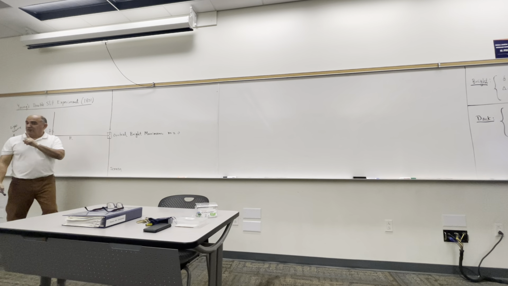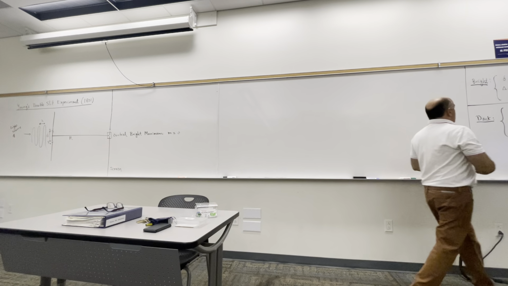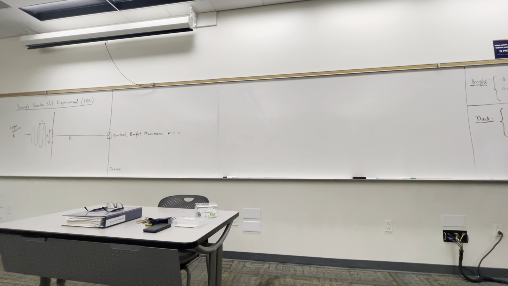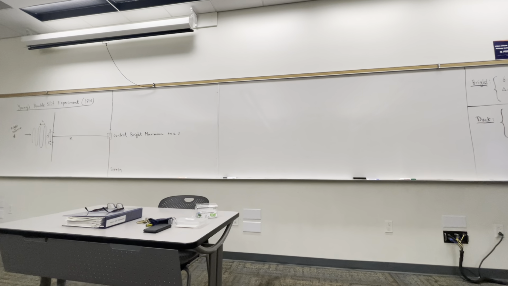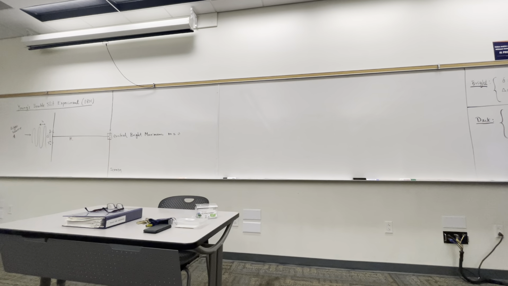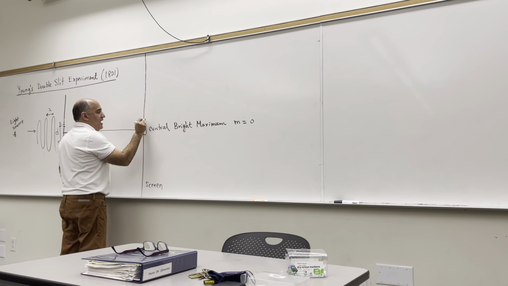Which condition am I going to meet next when I move off from the center? Will I get to a path length difference of half a wavelength or a wavelength? Half a wavelength, right? So it'll be dark. So next to that bright, there's going to be a dark spot. So I'm going to use just a line for dark.